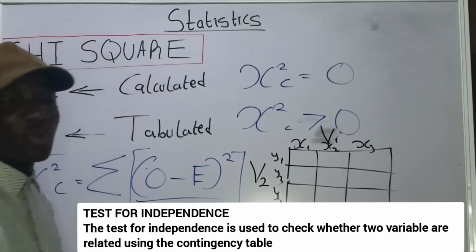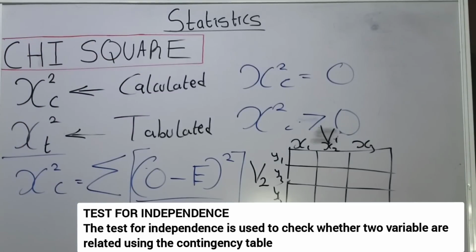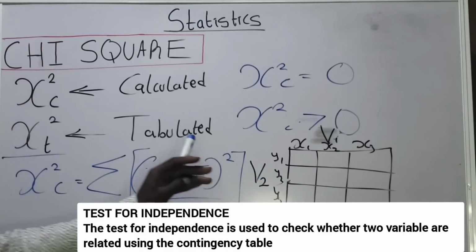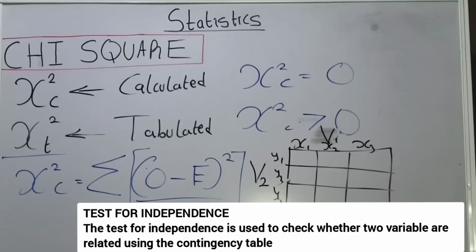So when we are dealing with the test for independence, it tells us whether there is a relationship between two variables. On a contingency table, we have two variables, variable 1 and variable 2. In this type of chi-square test, the test for independence, there is more than one variable, and the goal is to determine how the variables that we have are related.